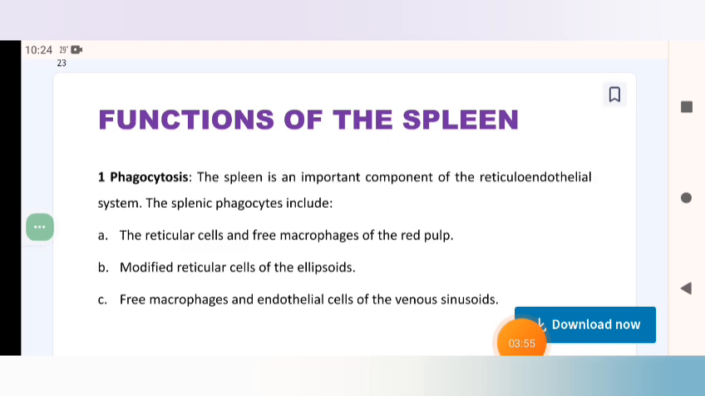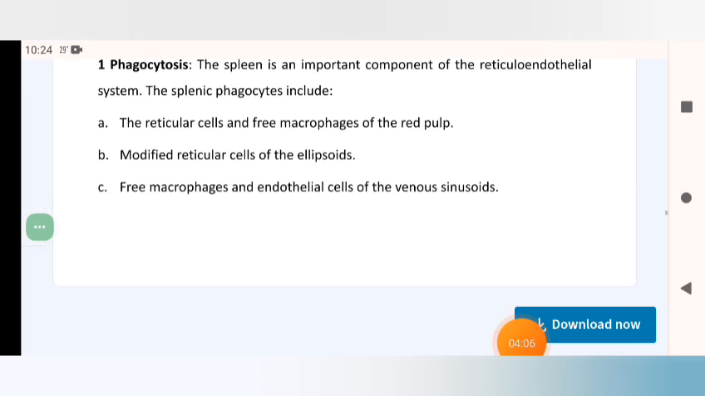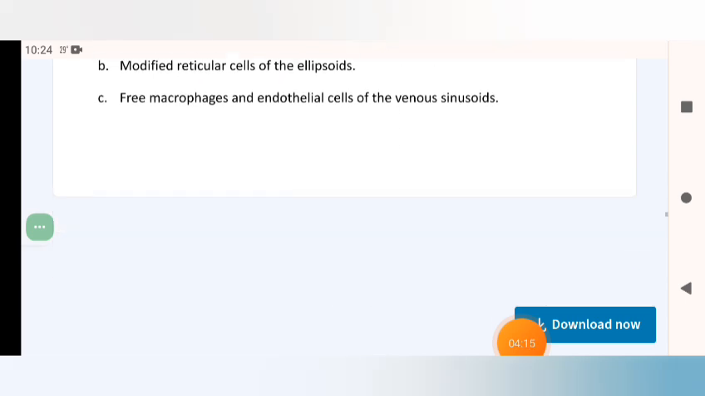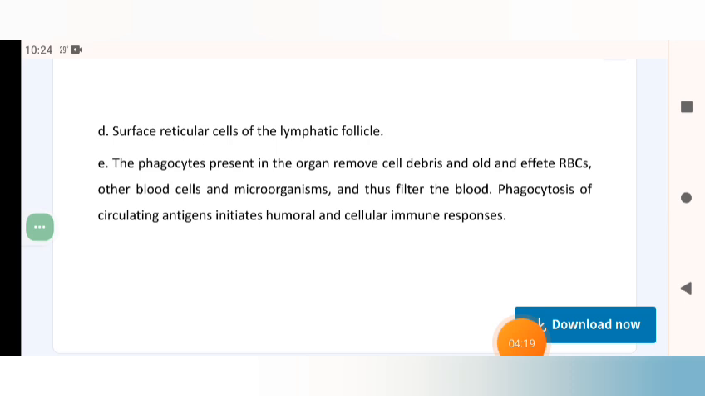First is phagocytosis. The spleen is an important component of the reticuloendothelial system. The splenic phagocytes include the reticular cells and free macrophages of the red pulp, modified reticular cells of the splenic cords, free macrophages, and endothelial cells of the venous sinusoids, and reticular cells of the lymphatic follicle.